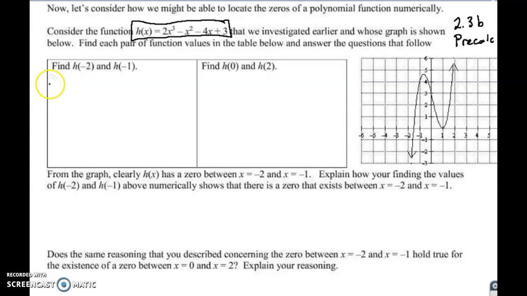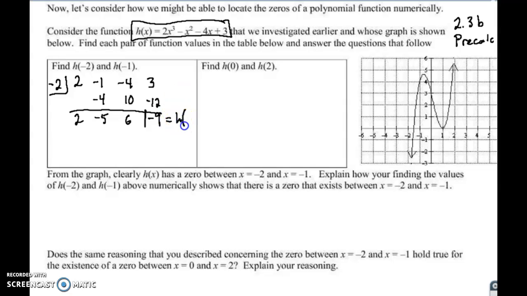So as a reminder, you could do synthetic division, and the remainder will give you what h of -2 is. So as I bring the 2 down and multiply, and add, and multiply, and add, and multiply, what you'll notice is you get -9 is your value for h of -2.